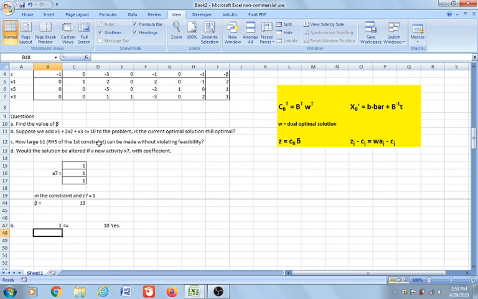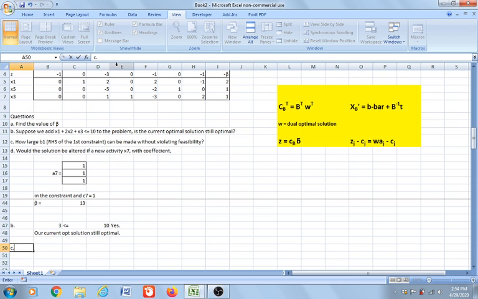And therefore, because our current optimal solution satisfies the constraint, our current optimal solution is still optimal. So that's the answer for B. So it is still optimal. But when our current optimal solution does not satisfy the constraint, then our current optimal solution is not optimal anymore.